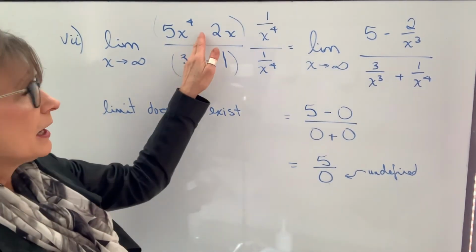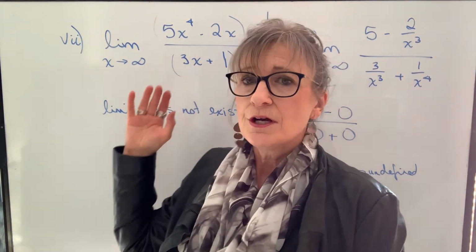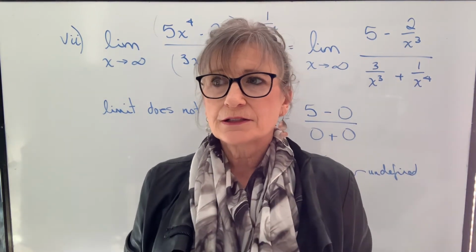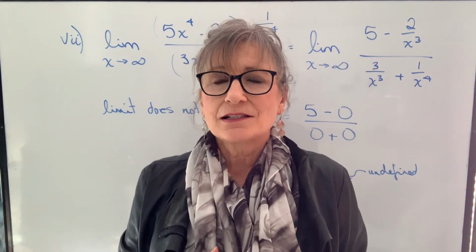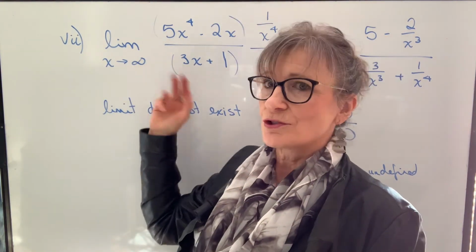As I mentioned, our numerator is getting larger without bound faster than our denominator. So the numerator is getting larger and larger and larger. And as x gets larger, it's going to become more obvious. So this actually will approach infinity as x approaches infinity.